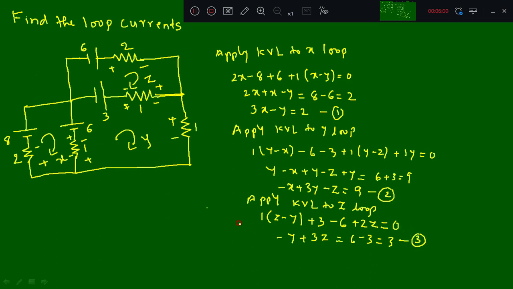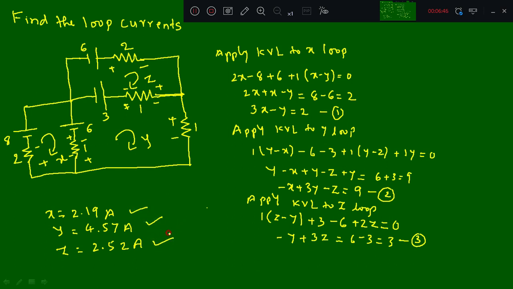Then using a calculator or Cramer's rule, you can solve this. The matrix format you know how to write. When we use the calculator, we get the answer: x is equal to 2.19 amps, y is equal to 4.57 amps, and z is equal to 2.52 amps. So this is the solution.